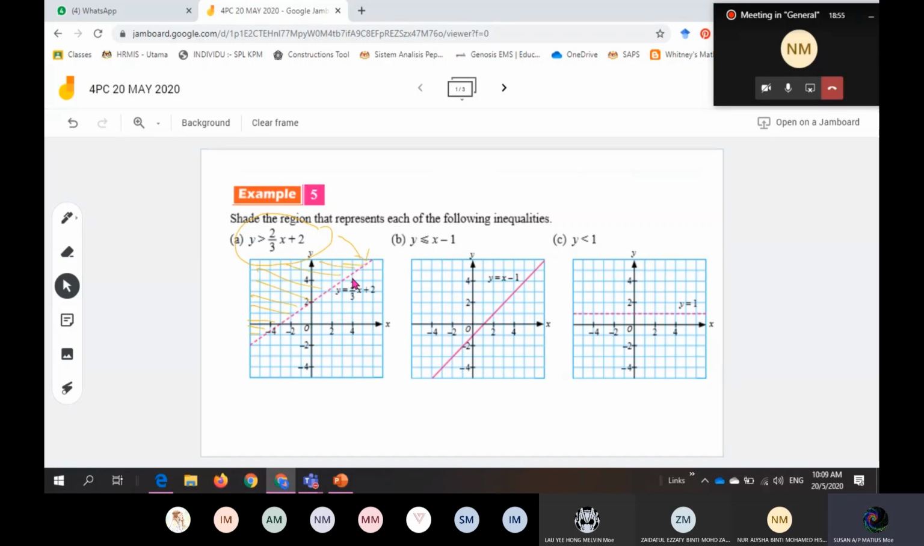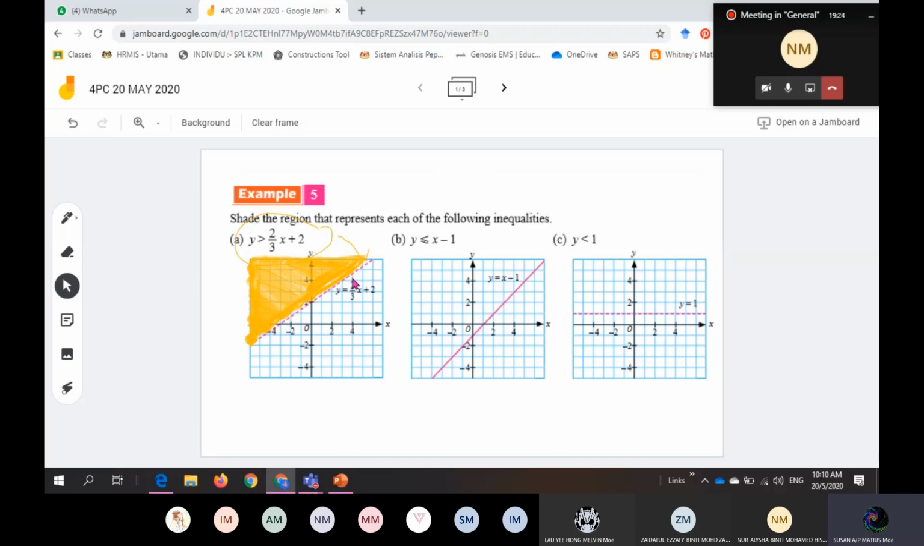You can use a color pencil and color this. Let me see if I have something that looks like a color pencil. We have to shade. Something like this. Alright, guys, so this is your answer. Only this region. Make sure you have shaded the region above, because this is greater than.